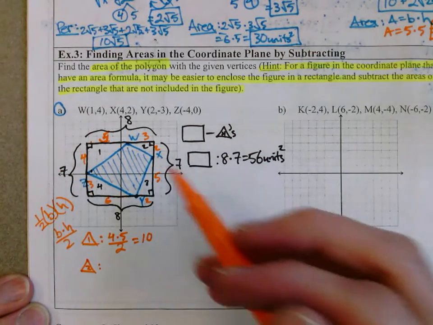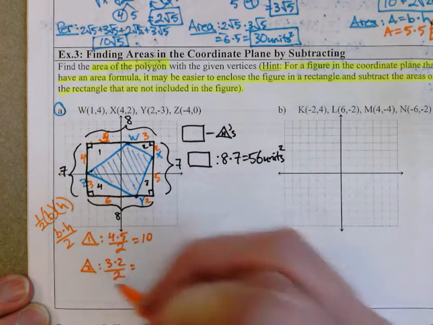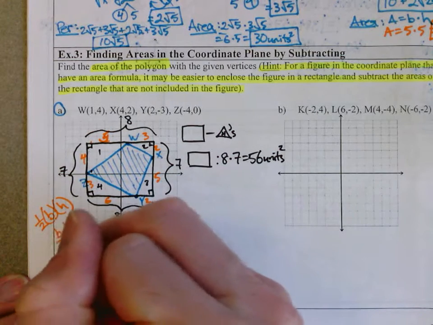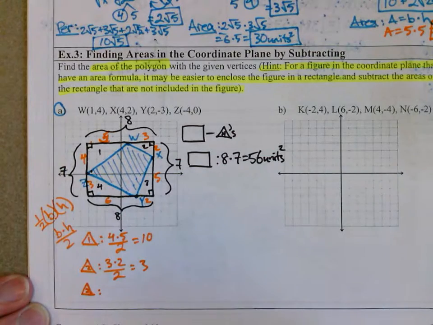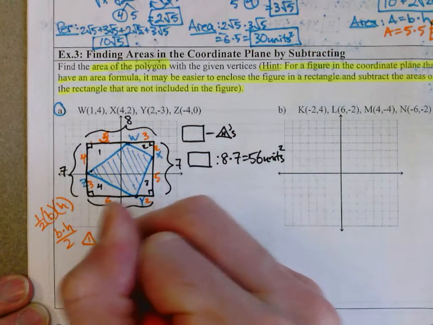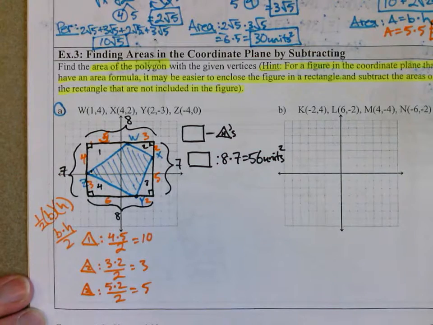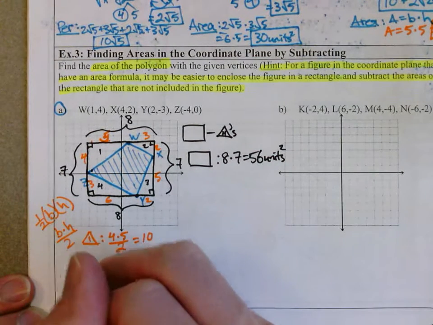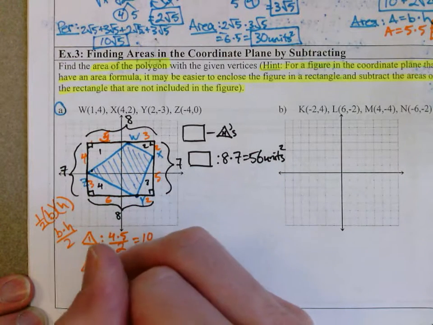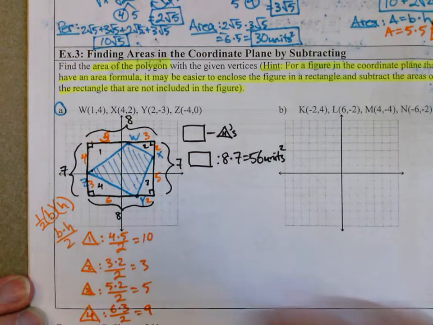Triangle 2 has measurements of 3 and 2. So this one will be 3 times 2 divided by 2, which shakes out to 6 divided by 2, which equals 3. For triangle 3, it has measurements of 5 and 2. So 5 times 2 over 2, which is 10 divided by 2, which equals 5. And finally, triangle 4, which has measurements of 6 by 3. So 6 times 3 over 2, which is 18 over 2, which equals 9.